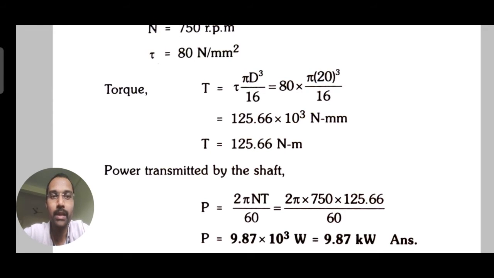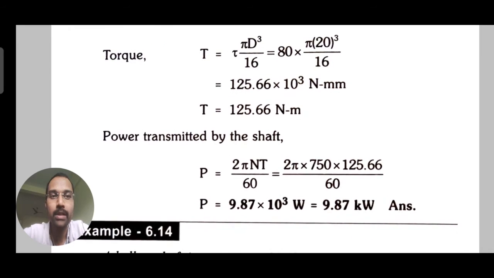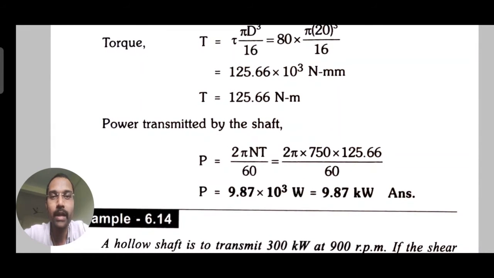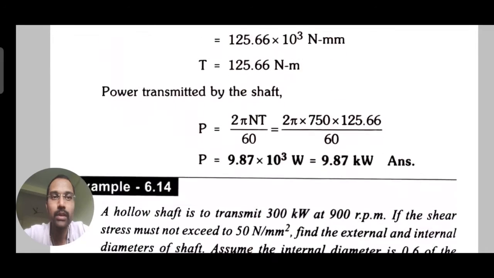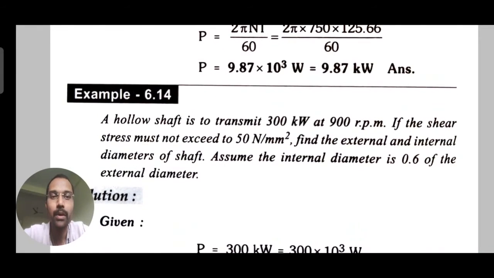Next, the power transmitted by the shaft, P equal to 2 pi N T by 60. So it can be taken as 2 pi into 750 into 125.66 by 60. We know all the values: N is given, and T we have calculated, that is 125.66, which should be taken in Newton meters only. Finally, we will get the value in watts. So power P equal to 9.87 into 10 to the power of 3 watts, that is 9.87 kilowatts. This is how simply we are solving this problem, which is based on the power formula.